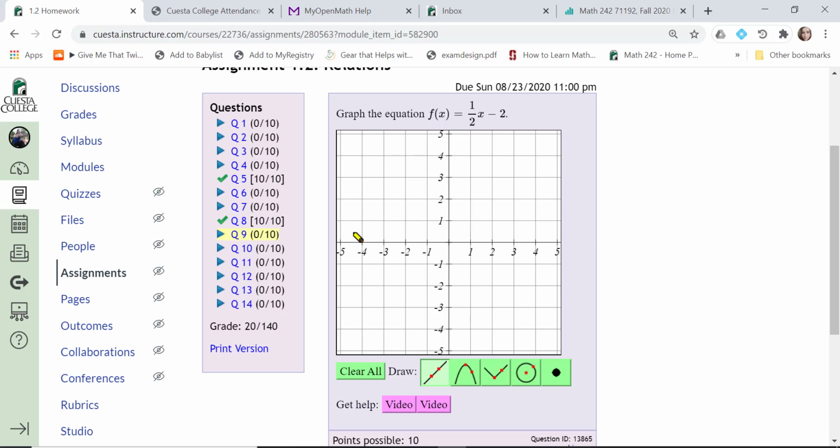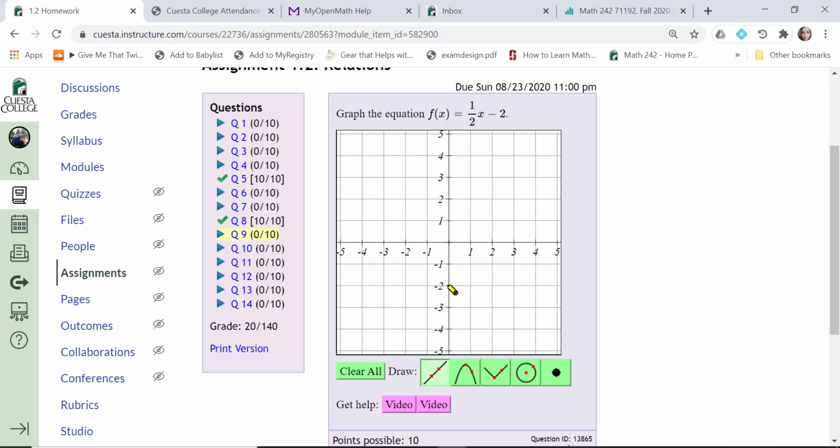Okay, so we'll do one more graphing one just to make sure the graphing tool is looking good. I can tell this is going to be a line again, so no need to use the parabola or absolute value or circle tools. Going to stick with that line tool, and it looks like this is a line that has a slope of 1/2 and a y-intercept of negative 2.